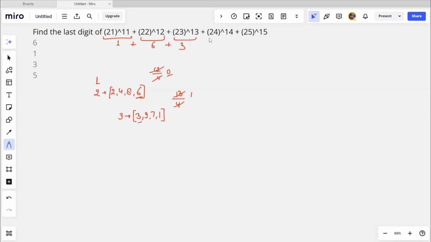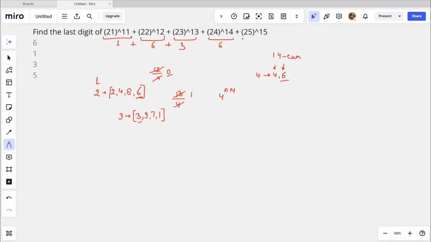Now let's solve this part of the question. It is 4 raised to the power 14. Let's find the power cycle of 4, which is 4 and 6. If the power of this expression is odd, the result will be 4. If the power is even, the answer will be 6. As you can see, 14 is an even number, so our answer will be 6.